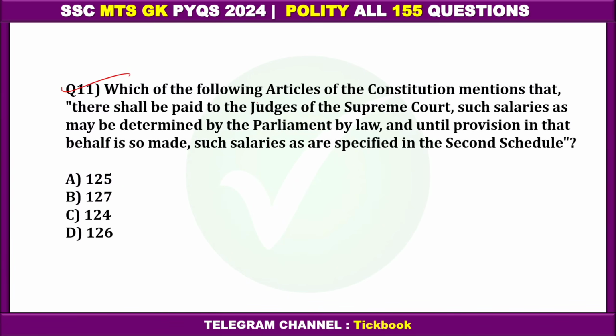Question number 11, which of the following articles of the Constitution mentions that there shall be paid to the judges of the Supreme Court such salaries as may be determined by the Parliament by law, and until provisions in that behalf is so made, such salaries as are specified in the second schedule? Option number A, Article 125.